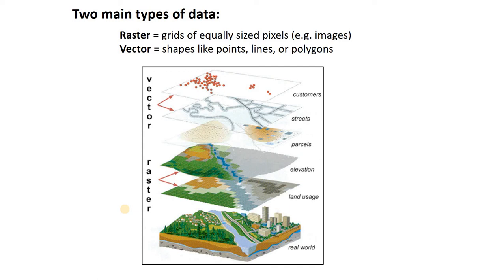The other is vector. Vector data tend to be discontinuous data, often represented by shapes. There's really three main types of vector data: points, lines, and polygons. Points might be fire hydrants or houses. Lines might be streets or rivers. Polygons might be property boundaries or state boundaries or a land use type. By overlaying vector and raster data, we can make a lot of powerful calculations.